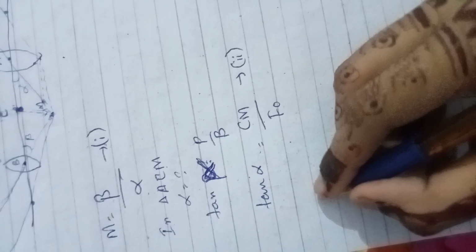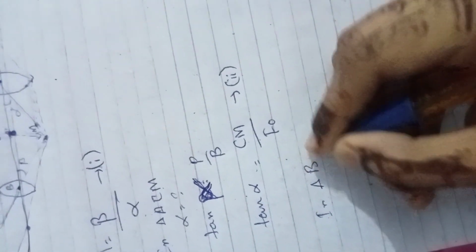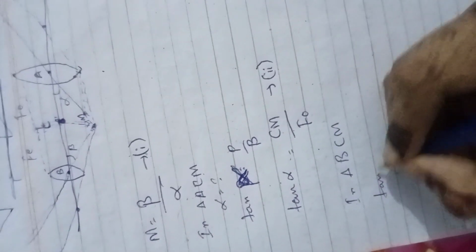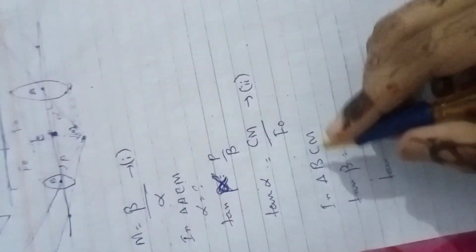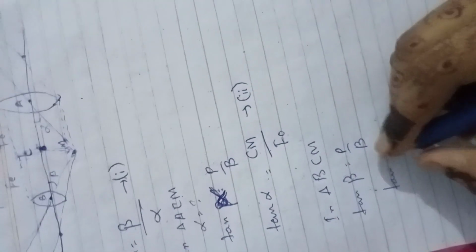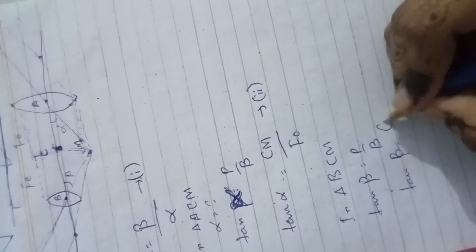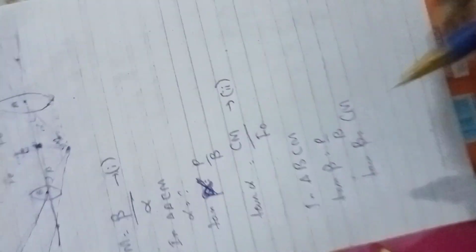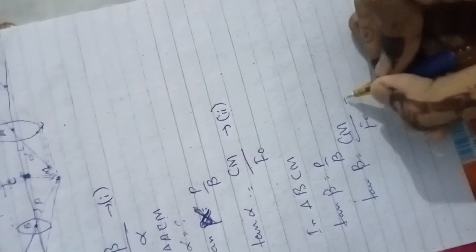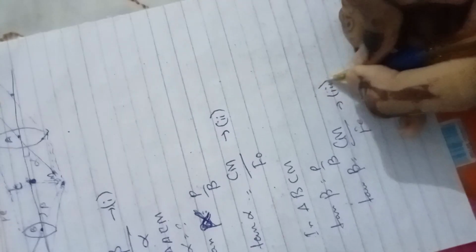Then in triangle BCM, that was ACM, now BCM means, that is making a triangle like this, BCM. Here same, tan beta will be used, perpendicular upon base, because we have to find the angle, that is beta. Now tan beta is equal to perpendicular, we are having the same, perpendicular is CM and the base is FE, so it will be FE. Now that is the third equation.